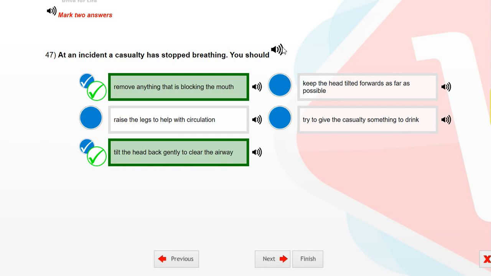At an incident, a casualty has stopped breathing. You should remove anything that is blocking the mouth. Tilt the head back gently to clear the airway.